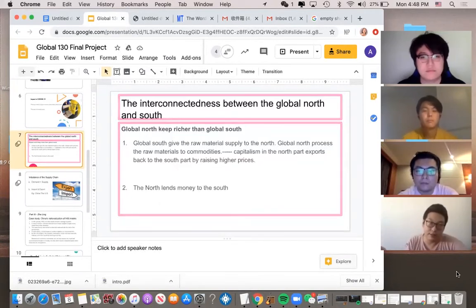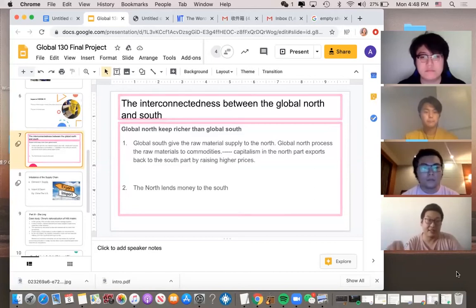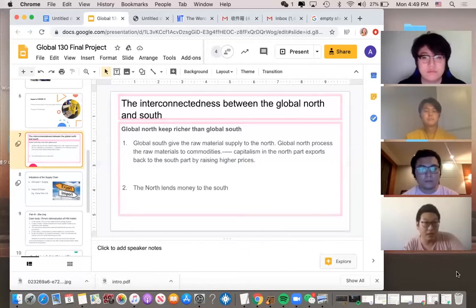The global south makes the raw materials and is responsible for the processing. After that, the capitalism in the north sells the commodities at a lower price to the local residents, but exports them back to the south by raising prices higher. This whole process seems like a continuing circle, in which the global north always earns much more profit, while the southern part is losing money.